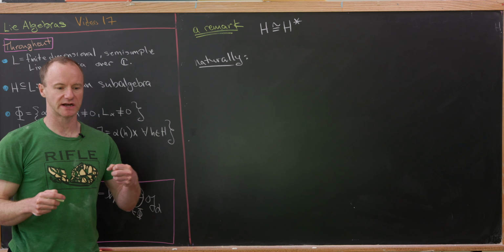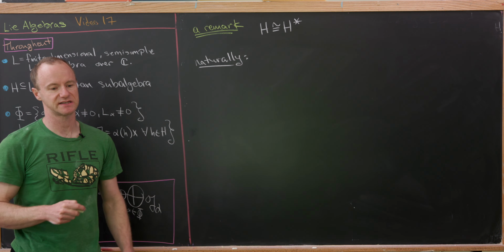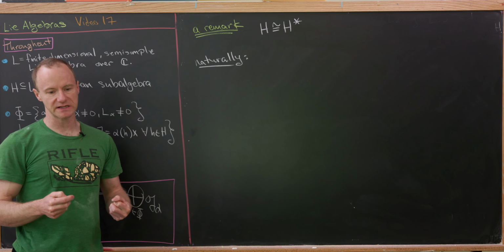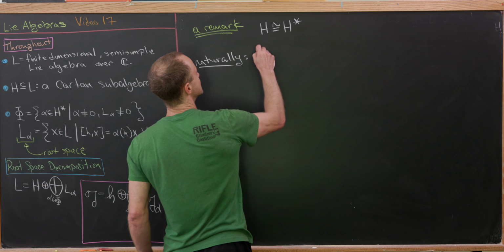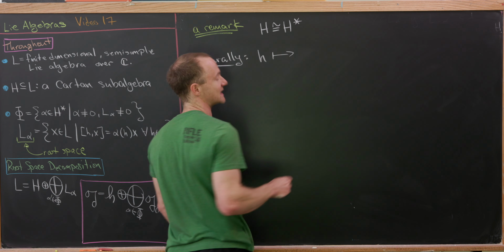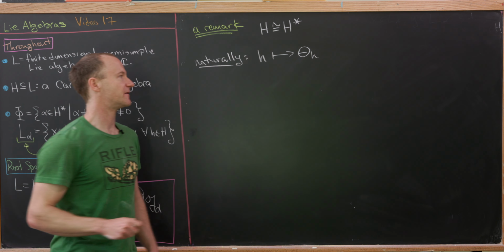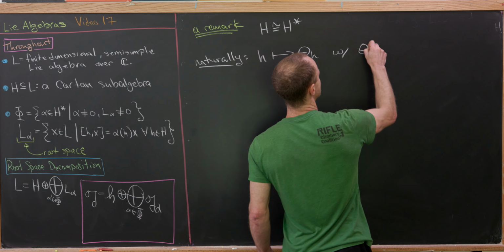There is a natural isomorphism between a vector space and its double dual, but not its single dual. But if we're a Cartan subalgebra of a Lie algebra, there is a natural isomorphism, and it goes like this. So it's going to take H and it's going to send it to the following map, which I'll call theta sub H. And how is theta sub H going to be defined?